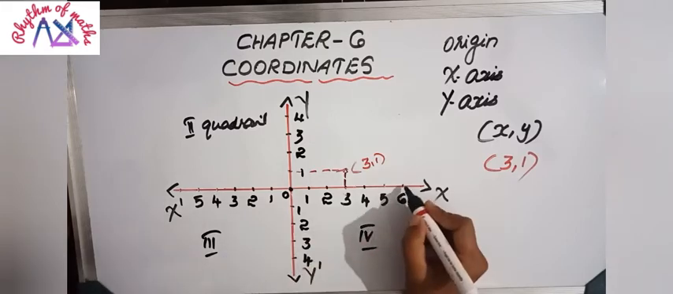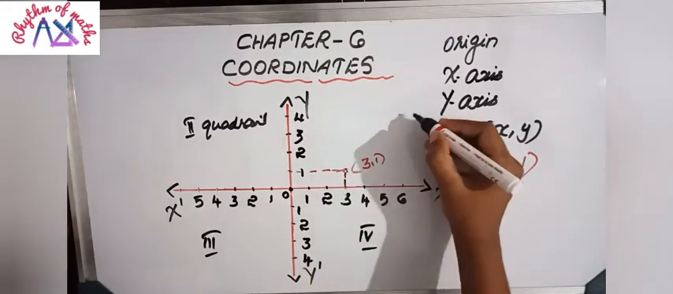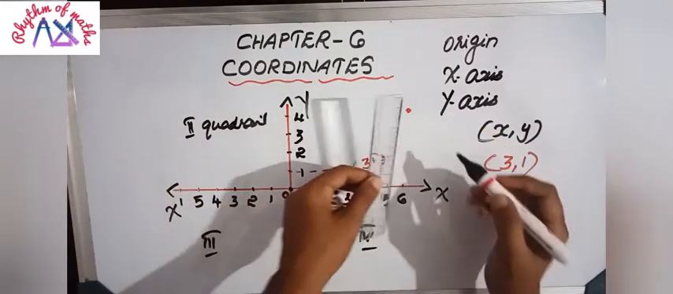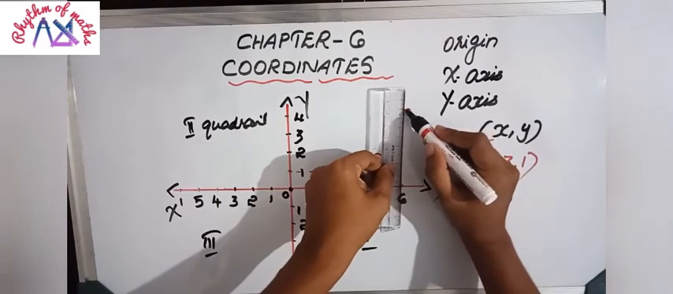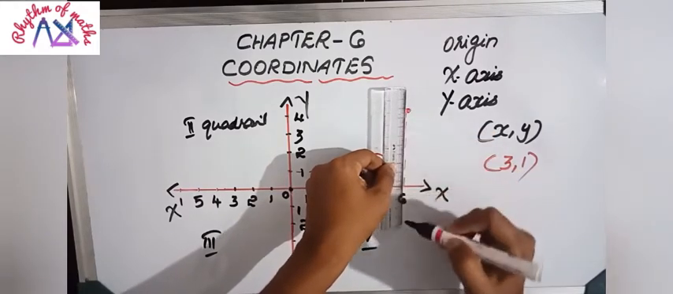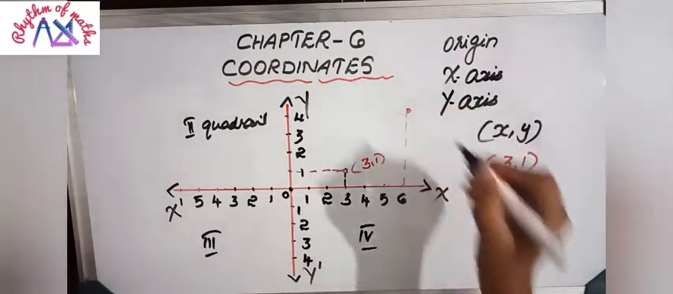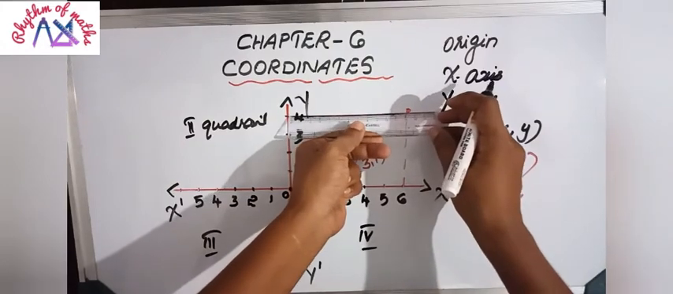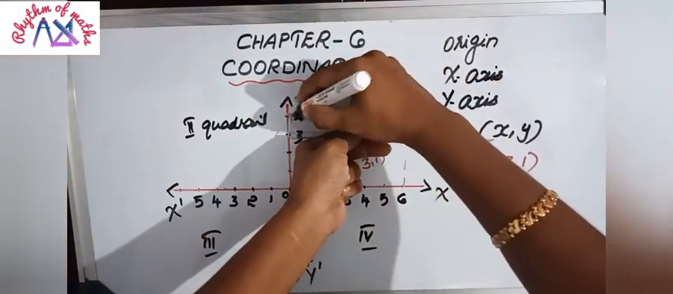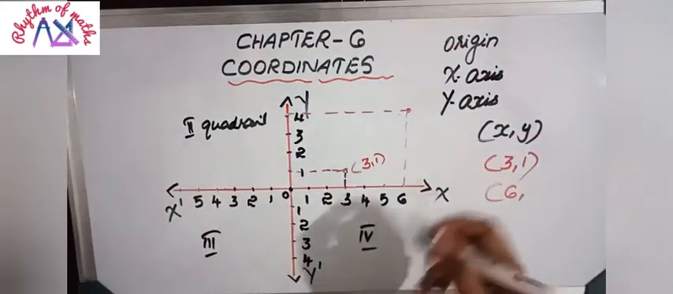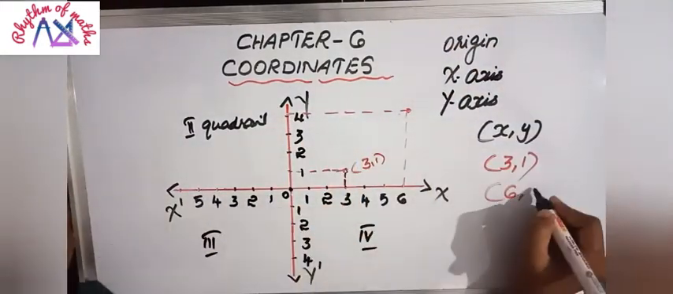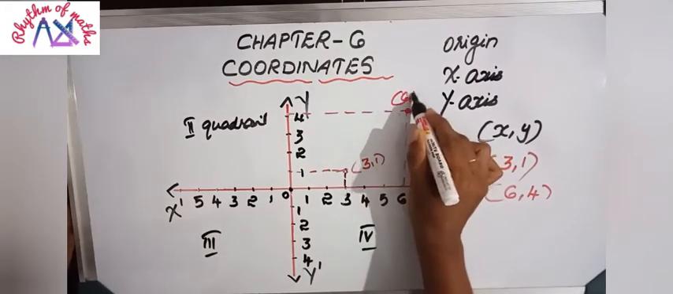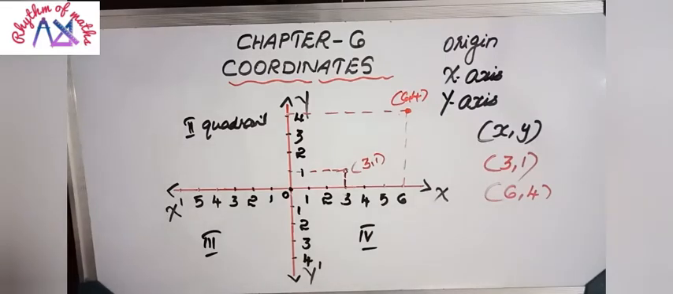One more example. Any point you can mark like this. Suppose this is the point. First of all, draw downwards. You can see this ends at the point 6. So this point's x coordinate will be 6. Then the y coordinate. In order to get the y coordinate, like this, you can see 4. So (6, 4) is the coordinate of this point.